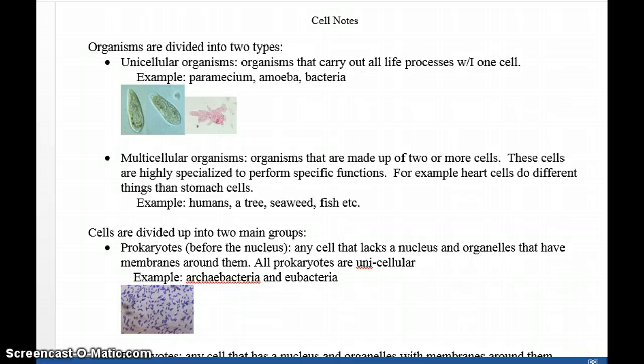Cells themselves are divided into two main groups. You can have prokaryote cells. These are any cell without a nucleus. The word pro means before, so it literally means before the nucleus. So a prokaryote cell is any cell that lacks a nucleus and organelles that have membranes around them. All prokaryotes are unicellular. Examples would be archaebacteria and the eubacteria, and you can see that in this picture there. That would be an example of a eubacteria cell. They are one cell.